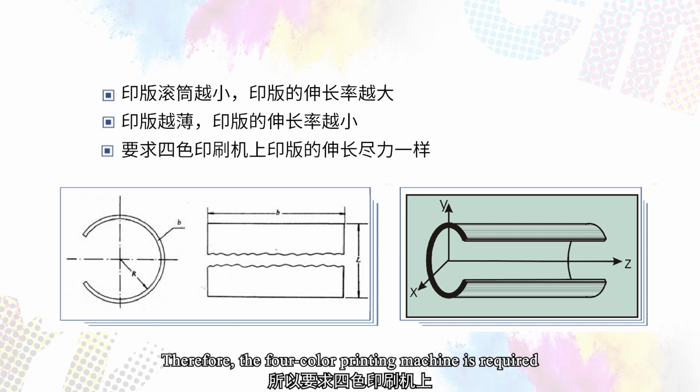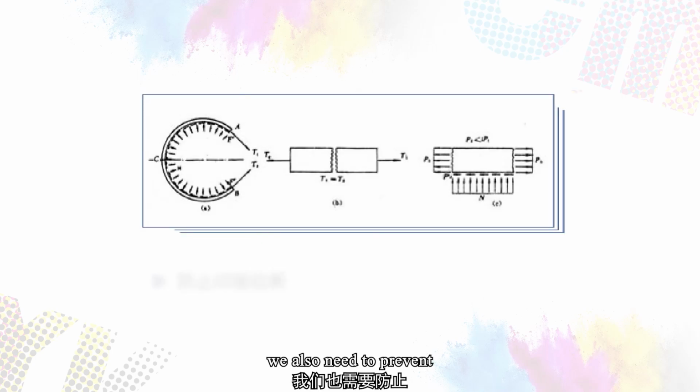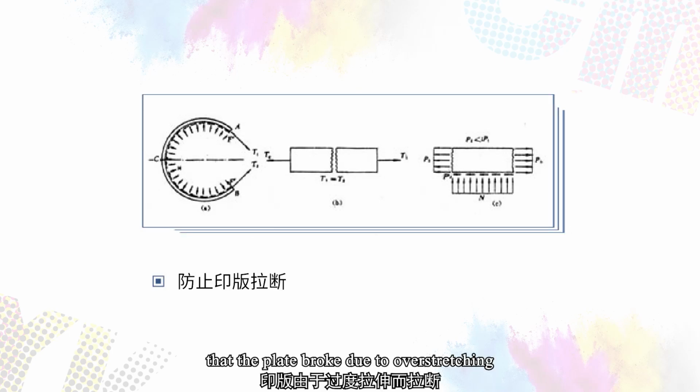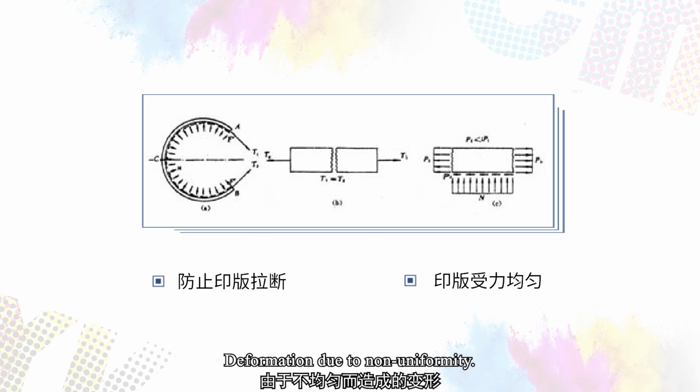Therefore, the 4-color printing machine requires that the elongation of the printing plate should be as consistent as possible. But in the printing process, we also need to prevent the plate from breaking due to overstretching, or the printing plate from deforming due to non-uniform stress. This in turn affects registration.